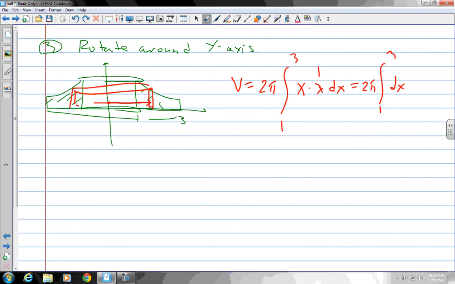Is that okay? Does that make sense? Yeah. 4 pi. Right, if you compute that integral, because there's a 1 in there. So it's basically 2 pi times the length of the interval, so it's 2.